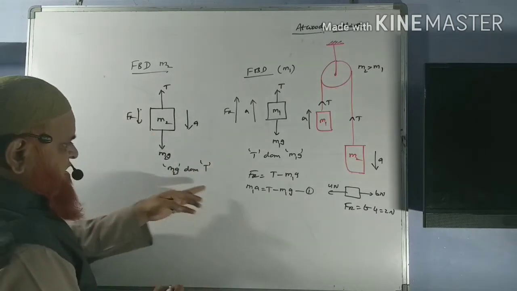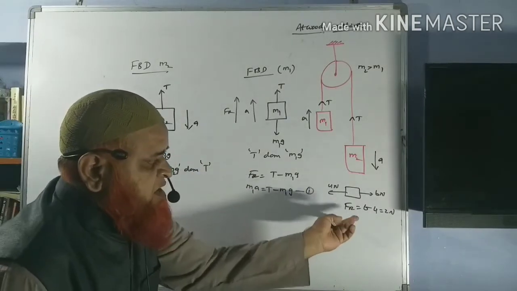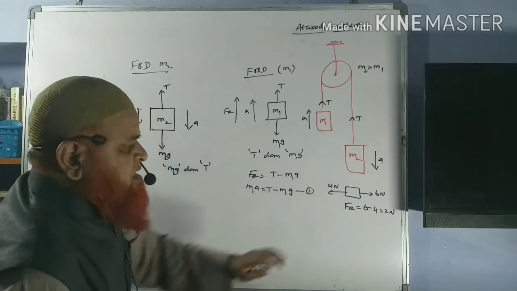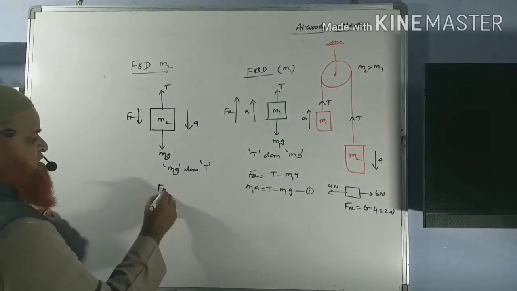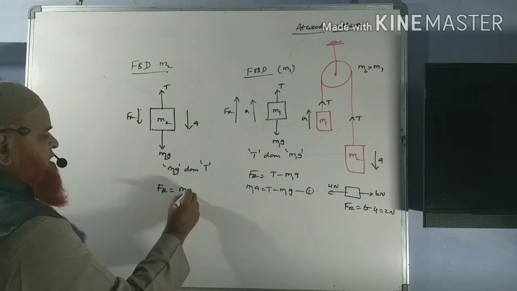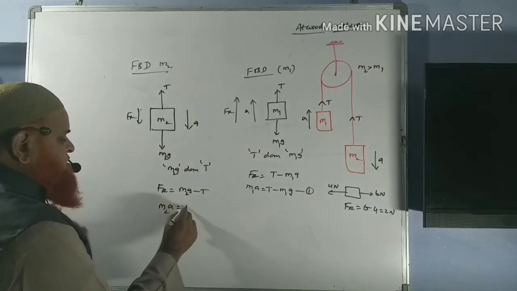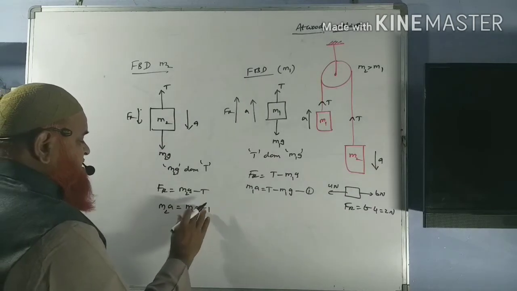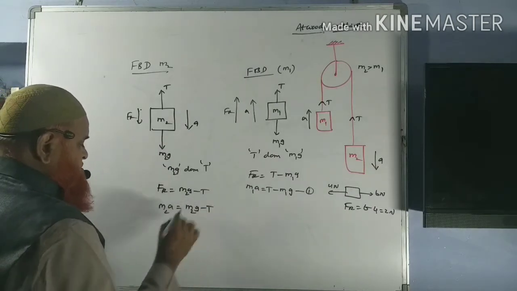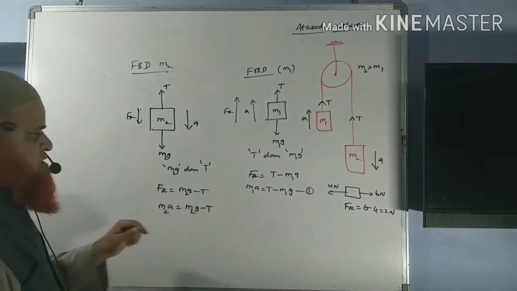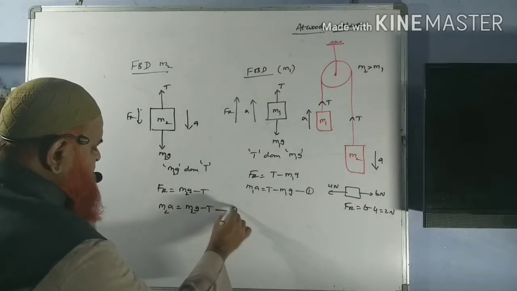As this is dominating, the resultant force is dominating minus not dominating. That is equal to 2 newtons. So in this case we write Fr is equal to m2g minus tension T. This is m2a is equal to m2g minus tension T. So this is equation number 2.